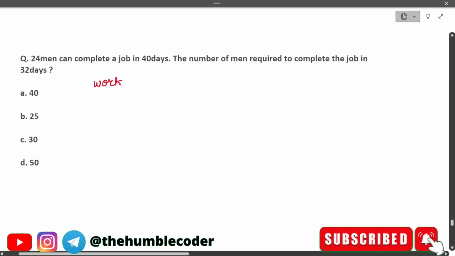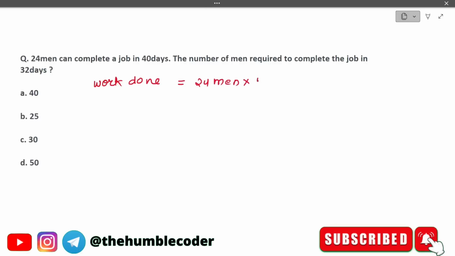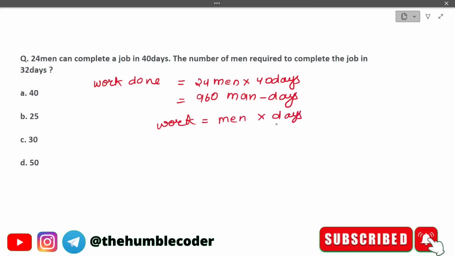So let's see the total work done. Total work done will be 24 men into 40 days, that is going to be 960 man days, we call it. Now, whenever we solve these kinds of work based questions, we have this thing: work is equal to men into days.